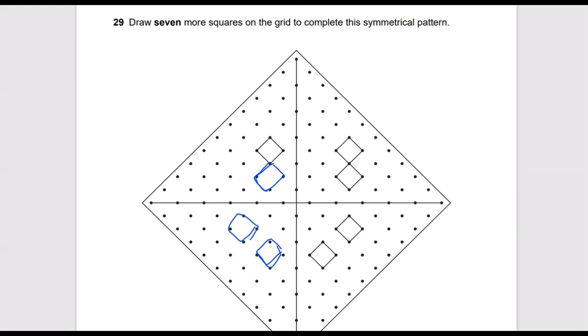So 1, 2, 3. So we have to draw. You can put somewhere here, 1, 2. Because when we flip up and down, it has to be matching. So we put 1, 2 here.